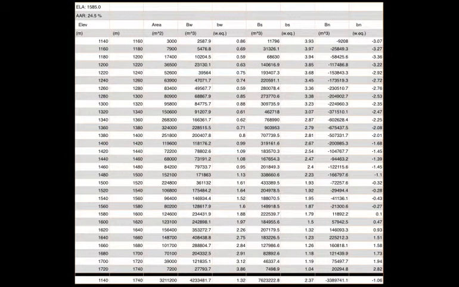At the top we have the equilibrium line altitude for 2011 at 1585 meters above sea level. The accumulation area ratio at 24.5%, i.e. 1/4 of the glacier's surface, showed net accumulation. Below this we have the mass balance components presented in 20-meter elevation bands, starting at 1140 to 1160 meters above sea level.